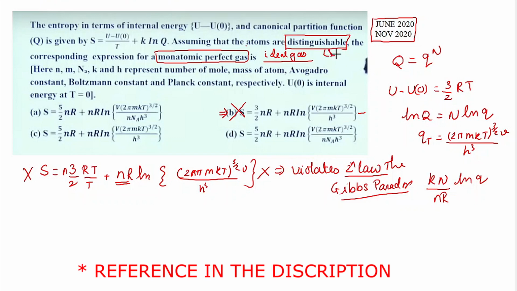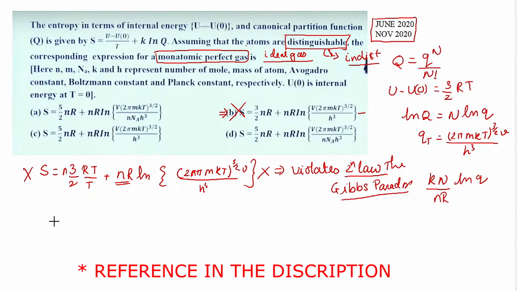So this is the wrong answer, and always remember that whenever, in case of entropy, distinguishable particles are given, we always have to consider them as indistinguishable only. For that, the relation that we will be using is Q equal to q raised to n upon n factorial.